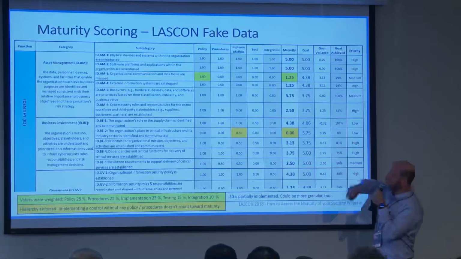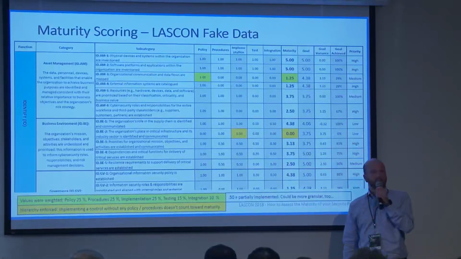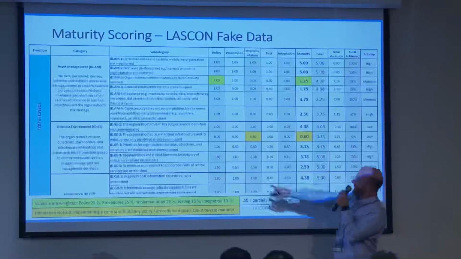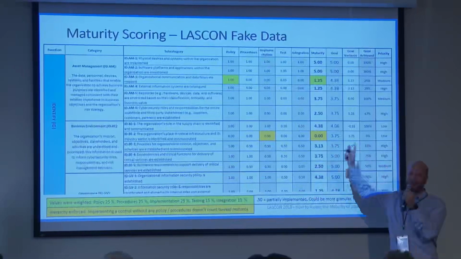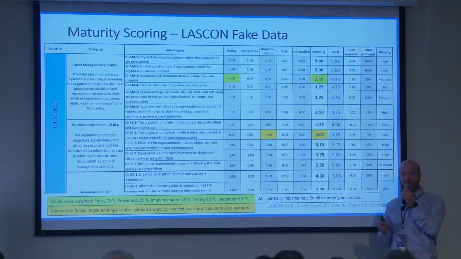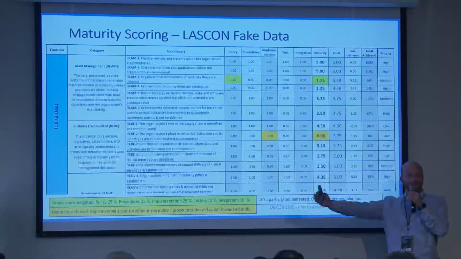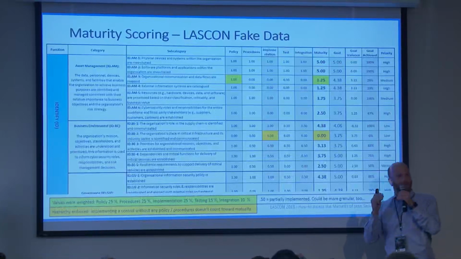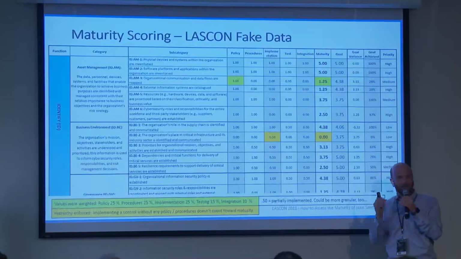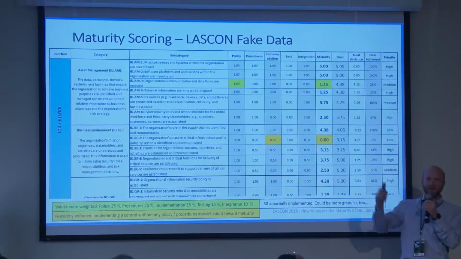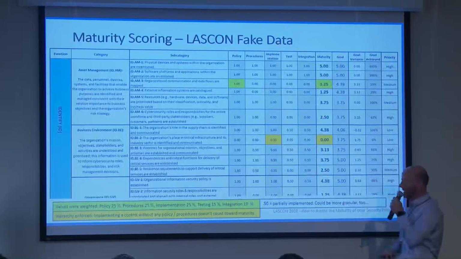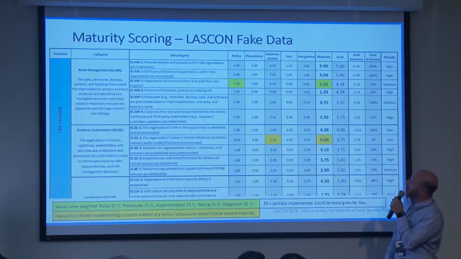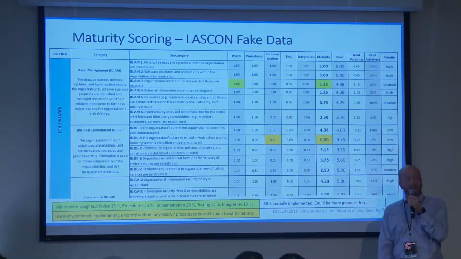One thing to point out here is that we have these 5 areas: policy, procedure, implementation, testing, and integration. And basically, depending on whether you meet all of these, you end up with a maturity score for your category that's between 0 and 5. 5 is fully mature, you continuously improve upon what you have. So a couple of things that are interesting.